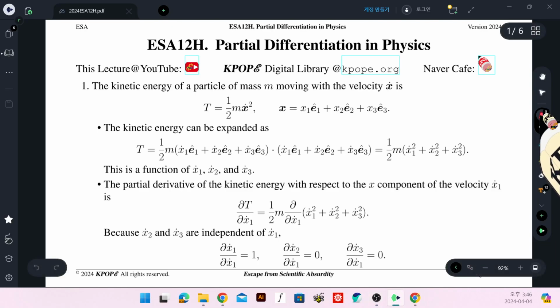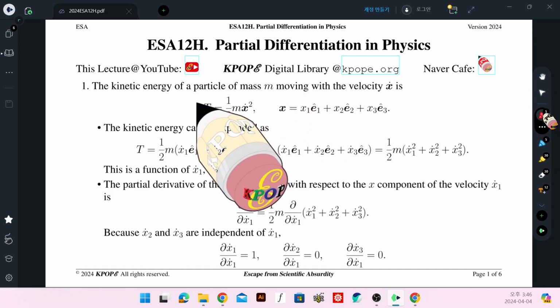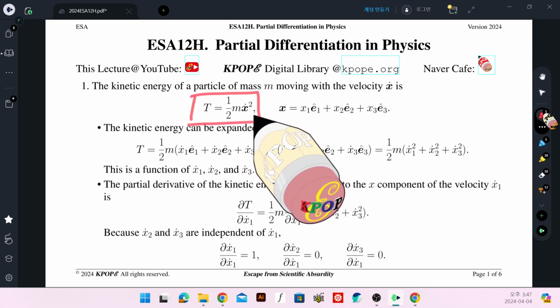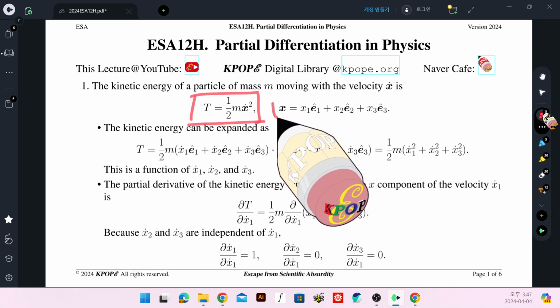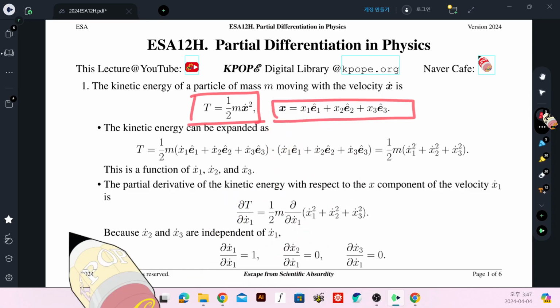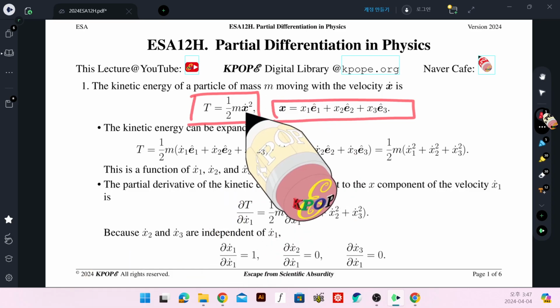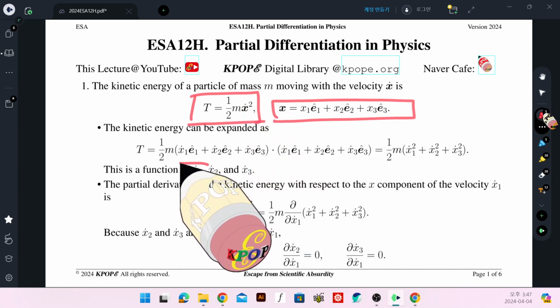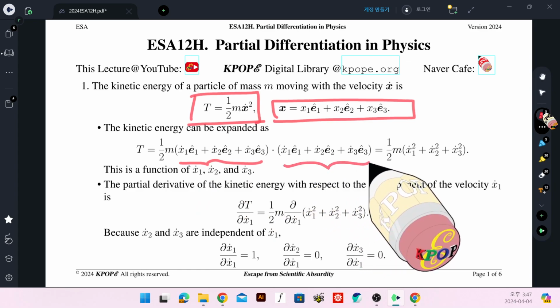Today we study ESA12H, partial differentiation in physics. The kinetic energy of a particle of mass m is given by 1/2 mass times the velocity squared. Here, x is the position of a particle of mass m. This x dot squared is a scalar product between the velocity and itself.